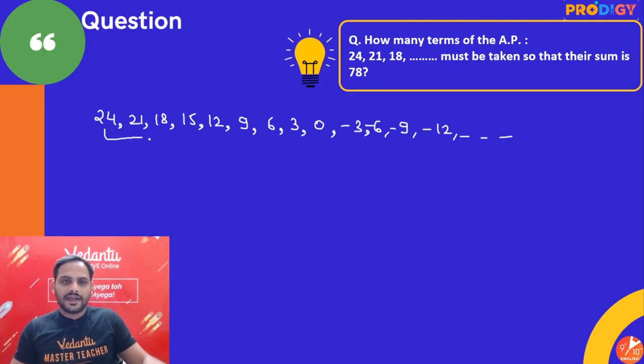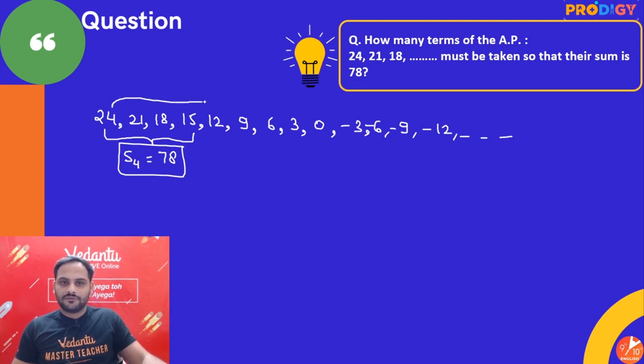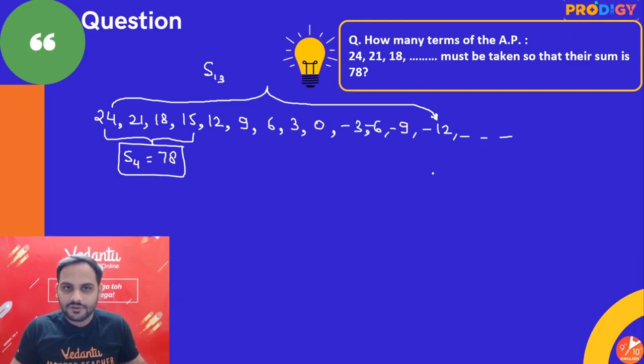Now suppose I add these four terms, sum of four terms, you will get 78. Now add sum of 13 terms. So 1, 2, 3, 4, 5, 6, 7, 8, 9, 10, 11, 12, 13 up to minus 12. These are your sum of 13 terms. If I add these 13 terms, they go 15, sorry, not this 15.